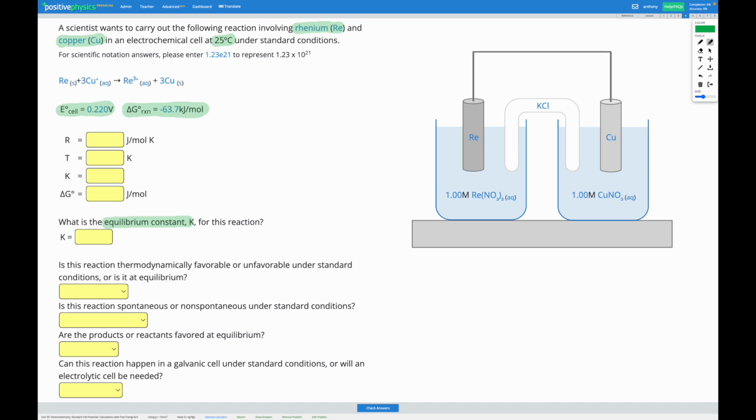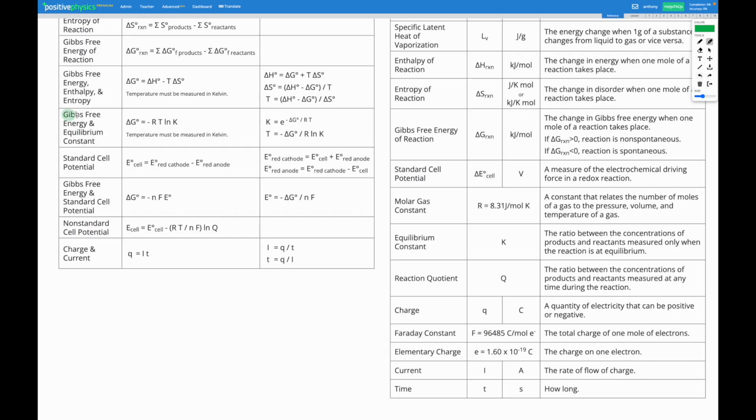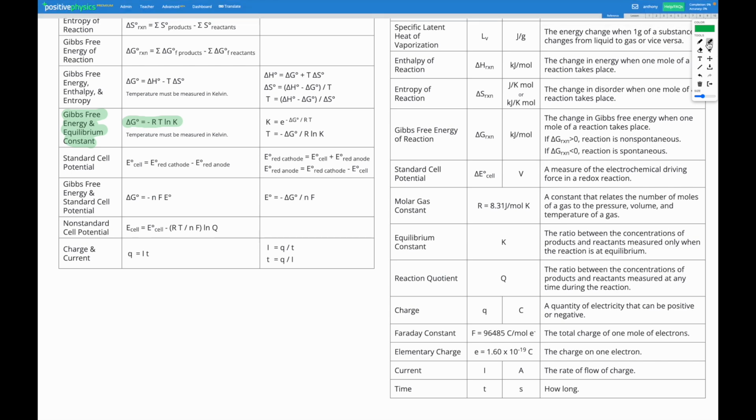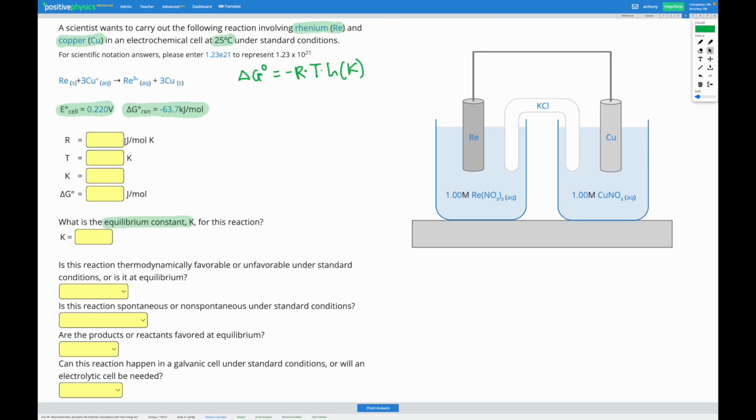Let's head to the reference sheet. Here's our equation that converts between Gibbs free energy and equilibrium constant. Delta G naught is equal to negative RT ln K. The R in this equation is the molar gas constant. Here's the molar gas constant. It's 8.31 joules per mole Kelvin. So we can fill that in here.